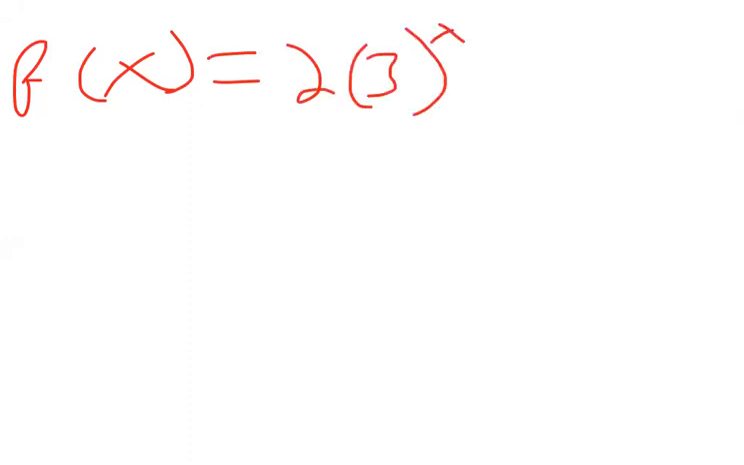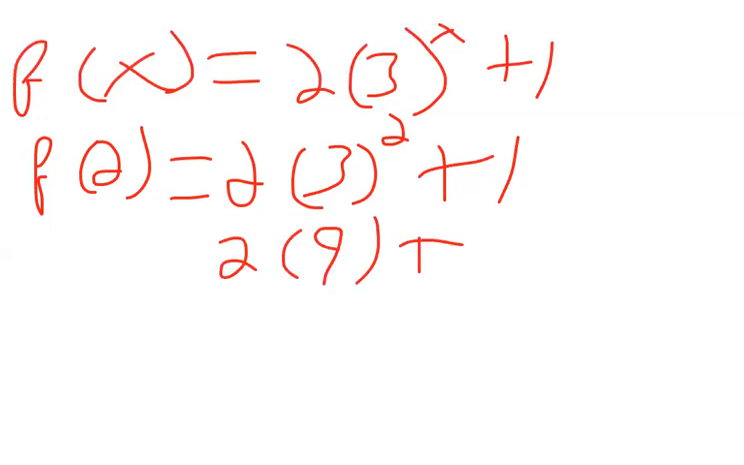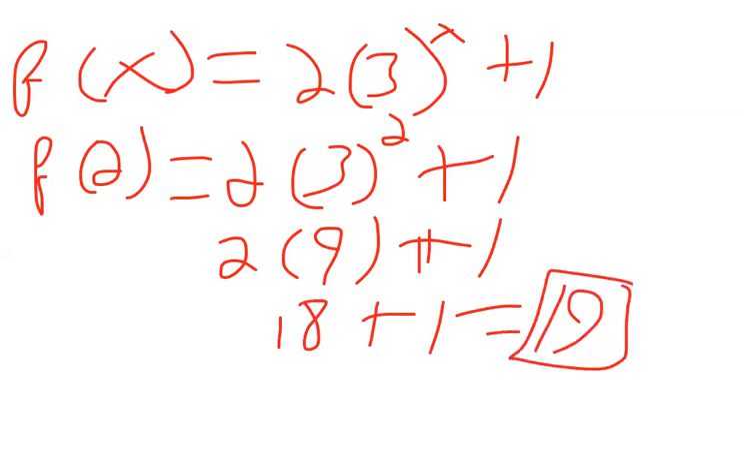Let's write that again. f of 2 is going to be 2 times 3 squared. I could just leave the 2 outside. It's fine. So you do the exponent first. The 3 squared is 9. And then you do the multiplication. So then you have 18. You add 1, and you get 19 as your answer. And you move on.